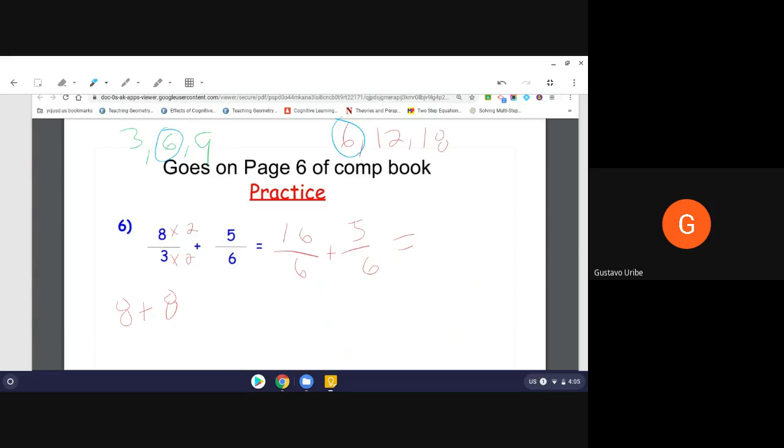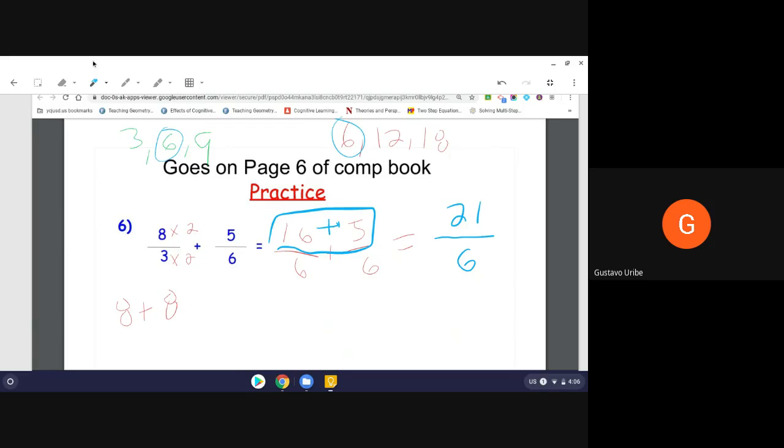So now that the denominators are the same, I'm going to keep it that way. I'm going to write it down before I accidentally add them and get 12, because that's not what we're supposed to do. And I'm going to add the numerators across. So 16 plus 5 gives me 21.